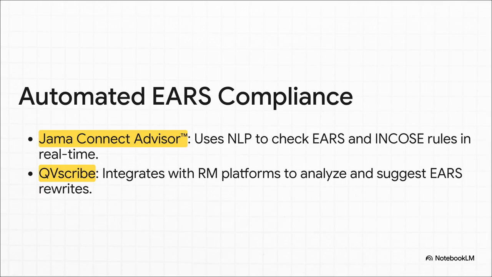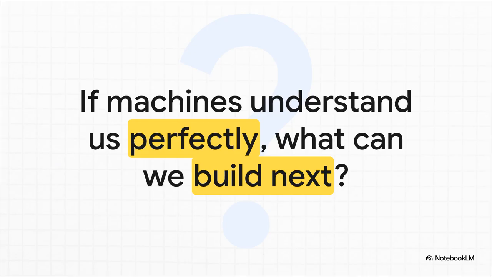It's pretty amazing. And this is really the bigger picture, right? By making our instructions so clear that a machine can actually understand them perfectly, we're setting the stage for the next generation of engineering, with AI assisting us. So it leaves you with a pretty big question. If we can teach machines to understand us perfectly, what are we going to build next?